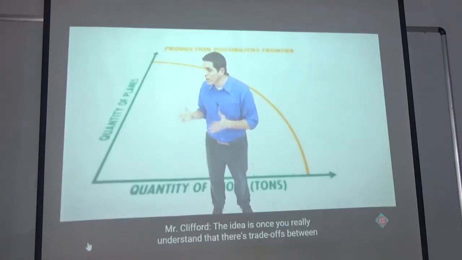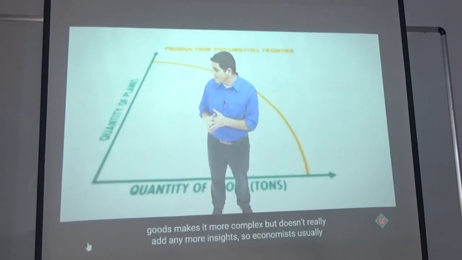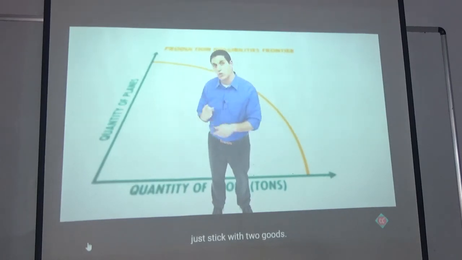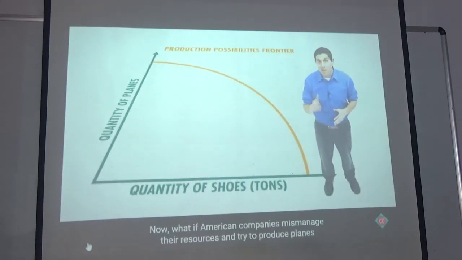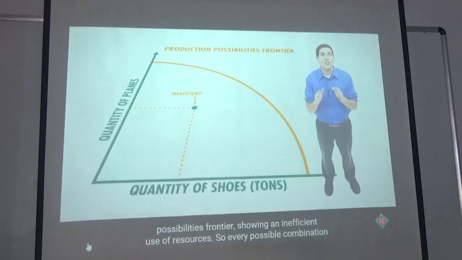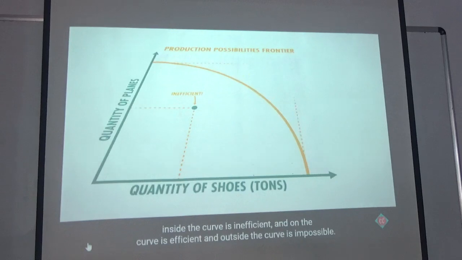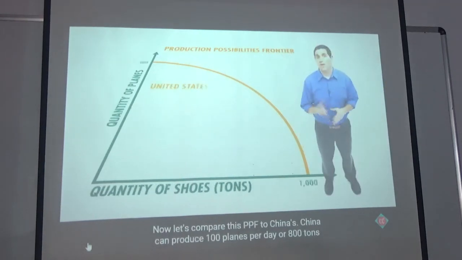The idea is once you really understand that there's trade-offs between producing two goods, that same logic applies to any number of goods. And adding additional goods makes it more complex, but doesn't really add any more insights. So economists usually stick with just two goods. Now, what if American companies mismanage their resources and try to produce planes and shoe factories and shoes and plane factories? Well, they need a point inside the Production Possibilities Frontier showing an inefficient use of resources. So every possible combination inside the curve is inefficient, and on the curve is efficient, and outside the curve is impossible. Now let's compare this PPF to China's.